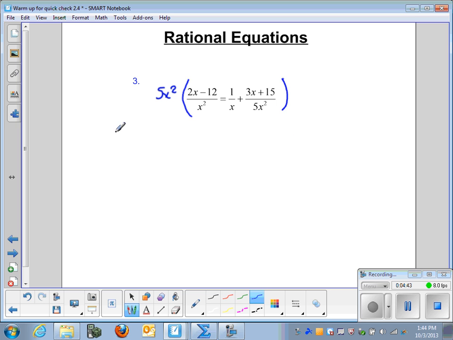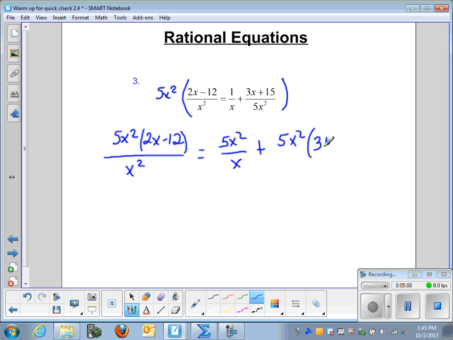So I'm going to rewrite this as 5x squared times the quantity 2x minus 12 over x squared equals 5x squared over x plus 5x squared over 3x plus 15 divided by 5x squared.